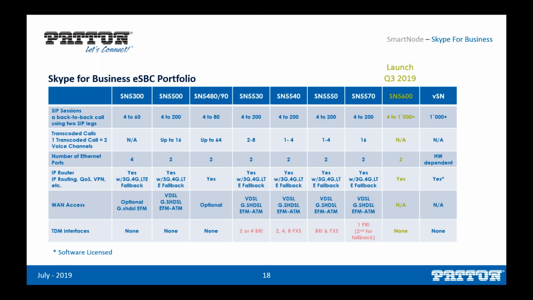There are some new products going to be launched this quarter, the 5600, which is an SBC going up to 1,000 simultaneous SIP calls. Besides that, the virtual SmartNode can act as an SBC as well, but is not limited to that, and can, depending on the underlying hardware and server farm, support thousands of simultaneous SIP calls.